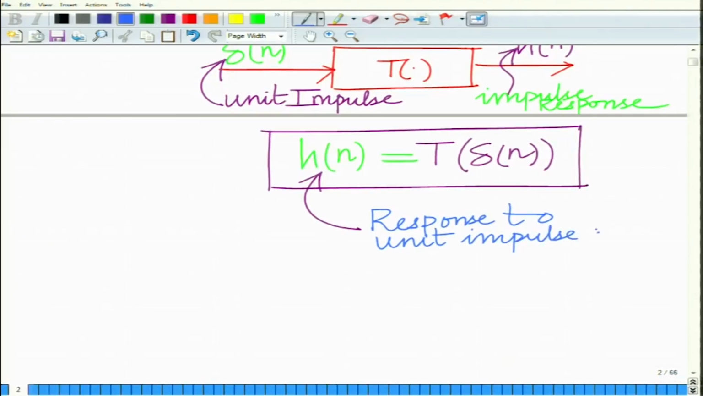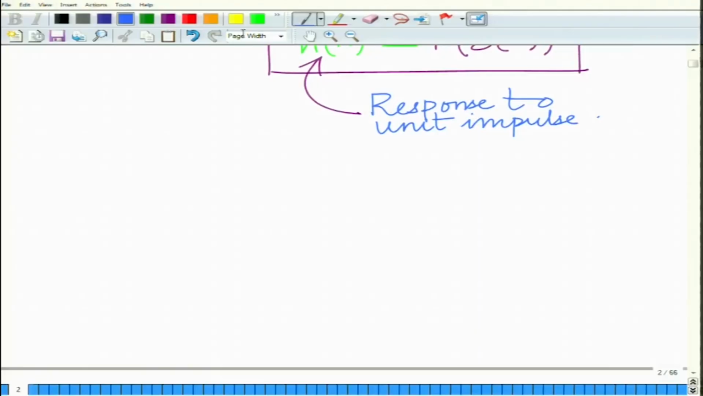Similar to what we have seen in the context of continuous time LTI systems, this is of fundamental importance because the impulse response helps characterize the output for any arbitrary input signal x of n, and this is given by the convolution. In this case it will be the discrete convolution, or basically the convolution sum. So, the integral is replaced by a summation.